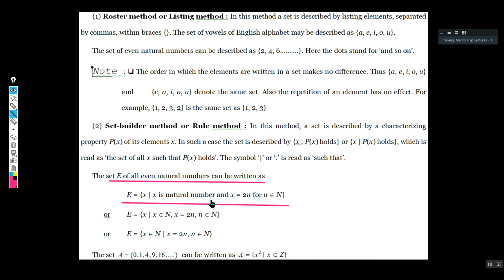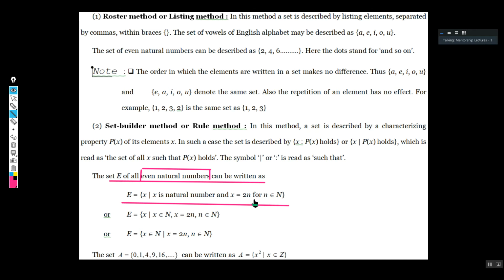X is a natural number. Up to that, it's okay. But we want to define only the even numbers. Understand this: only the even numbers means even natural numbers that are divisible by 2 always. That is why we wrote it like this: X such that X is a natural number and X is equal to 2n for all n belongs to N.